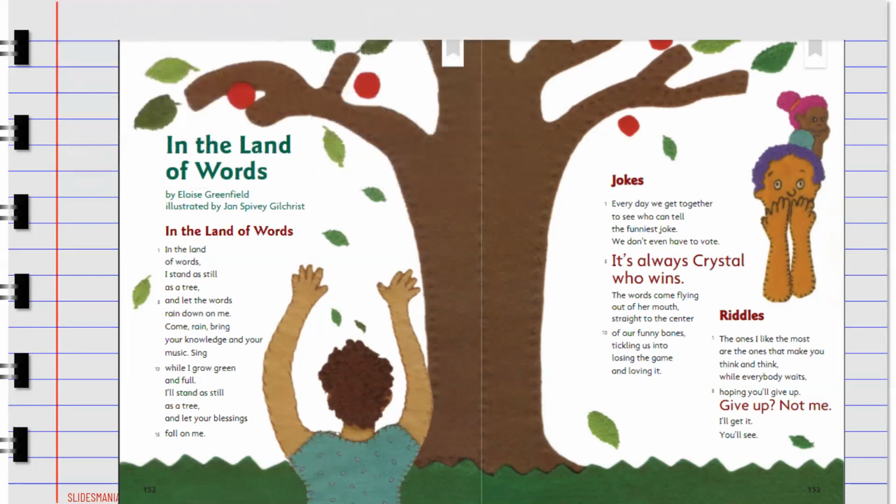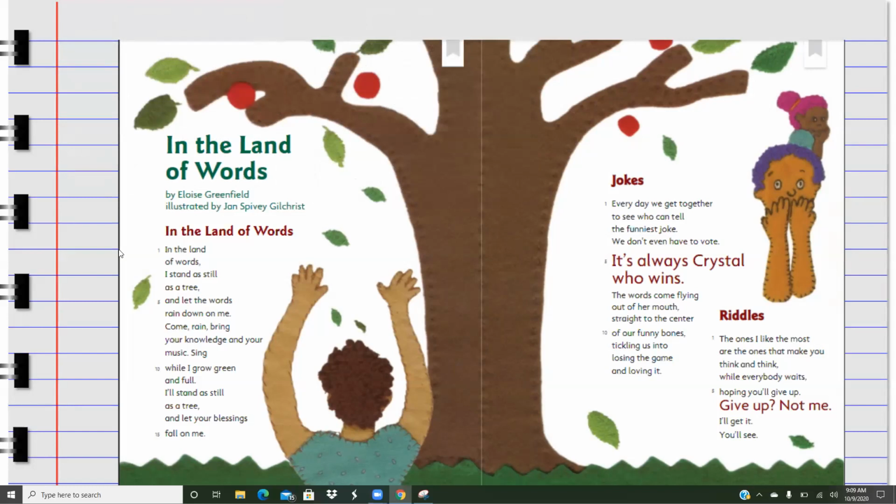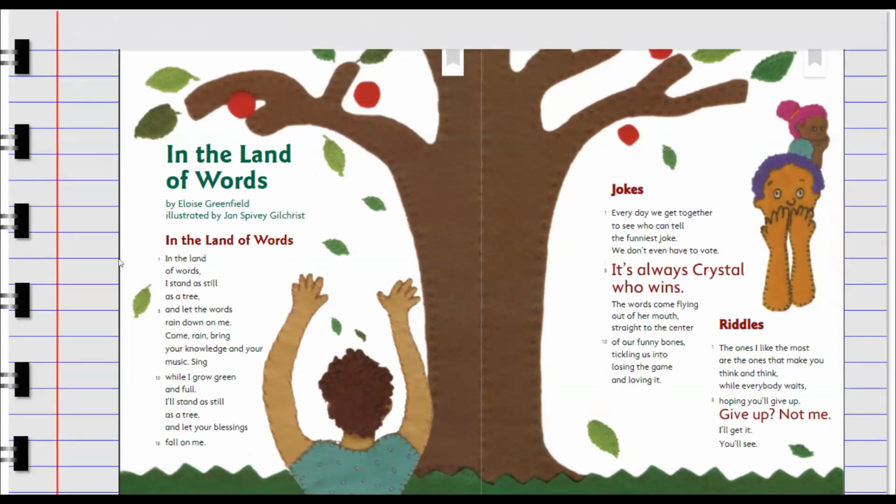All right, our next poem is called Jokes. Every day we get together to see who can tell the funniest joke. We don't even have to vote. It's always Crystal who wins. The words come flying out of her mouth straight to the center of our funny bones, tickling us, tickling us together, losing the game and loving it.